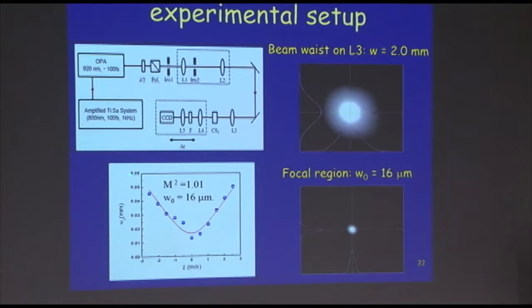And this is the characterization of the beam. We should have a Gaussian beam. That's not very far from a Gaussian beam; a Gaussian beam would correspond to M squared equal to 1. So that's the beam profile at the position of the lens L3. The beam waist was 2 millimeters. Then we have a reasonable Gaussian beam. And in the focal region, here in the position of this cell, we have this beam with 16 micrometers of beam waist.